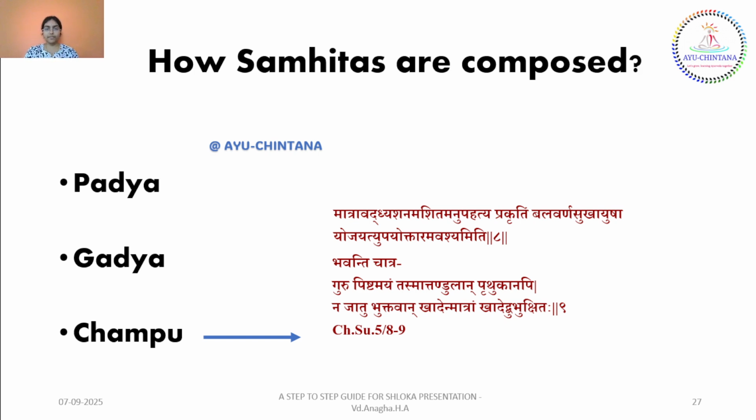So let's take the example here. This is from Charaka Sutra 5 only. Matravad Yashanam Ashitam Anupahatya Pragratim Balavarna Sukhayusha Yojayati Upayoktaram Avashyam iti. So this part is a Gadya, whereas the very next part, that is Bhavanti Chatra Shloka, Guru Pishtamayam Tasma Tandulan Pruthukan Najatu Bhuktavan Khaden Matram Khaded Bhubukshitaha. This is written in a Padya form. That means to say this first line has exactly the same number of letters as the second line.